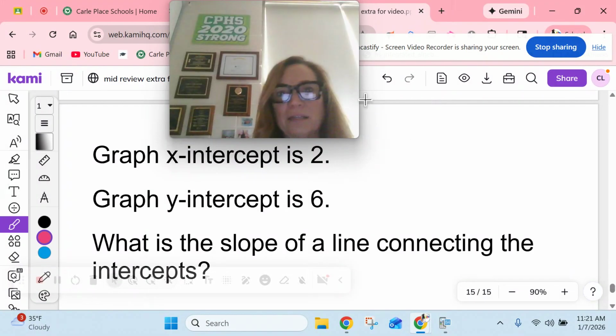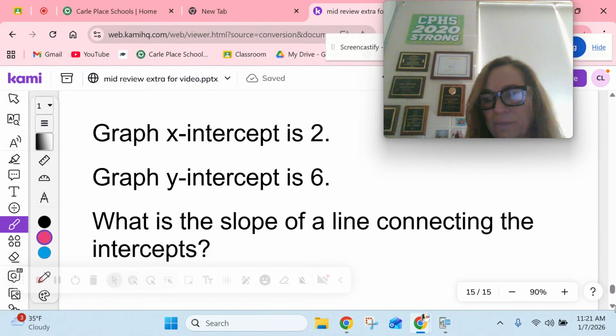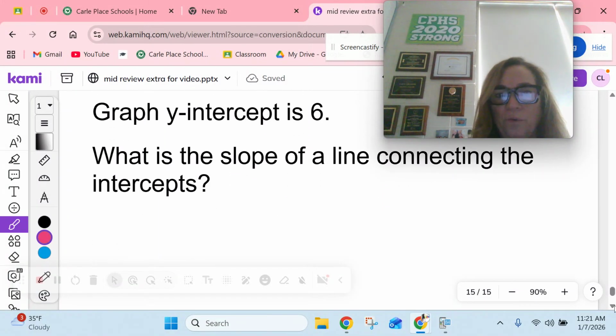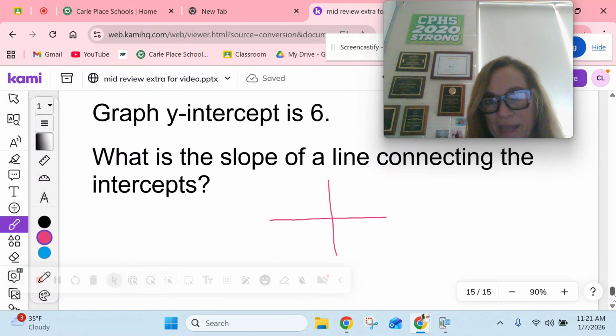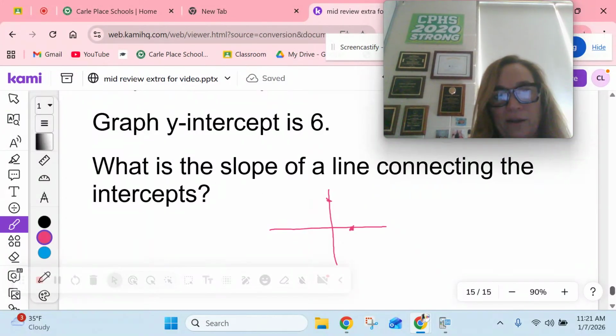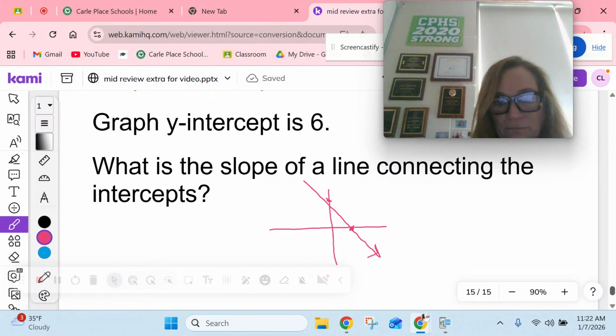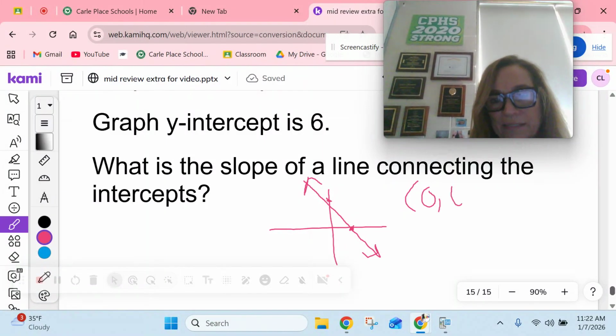Okay. This is so easy, and so many people get this wrong. So really focus on this. Okay. So this is a graph. It's not the best graph, but you can use graph paper if you want. All right. So the x-intercept is 2, which means it's 2 right here. The y-intercept is 6, which means it's 6 right here. And then that's my line. Now, that first point is 0, 6. That second point is 2, 0.